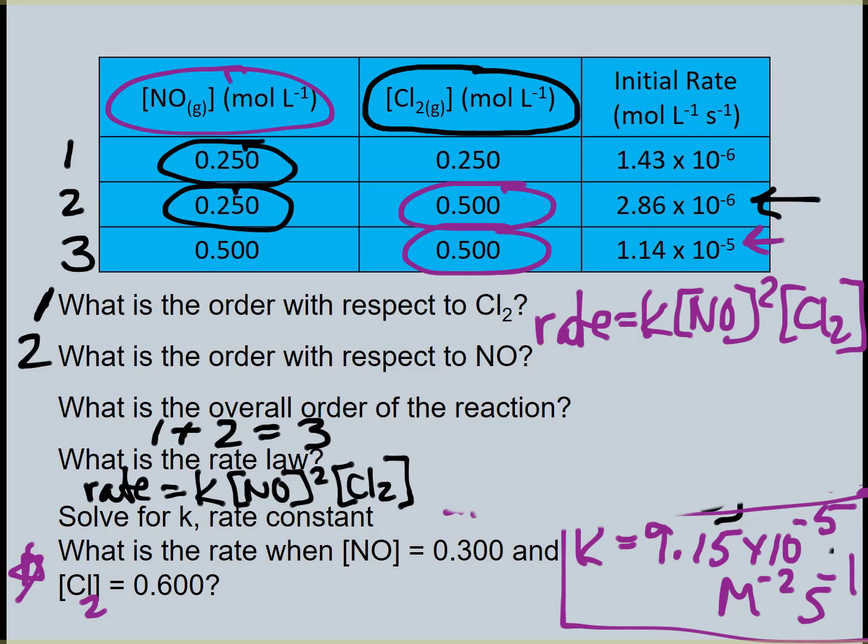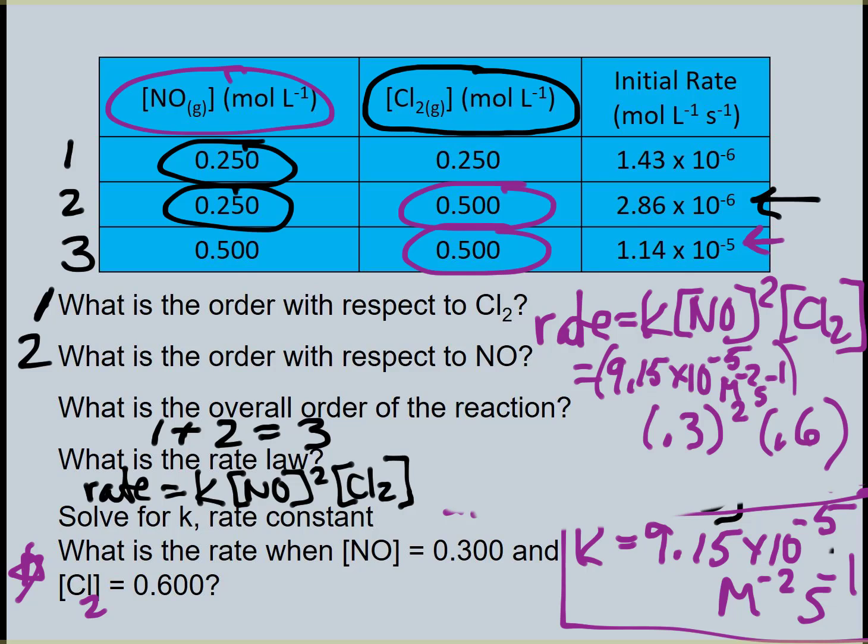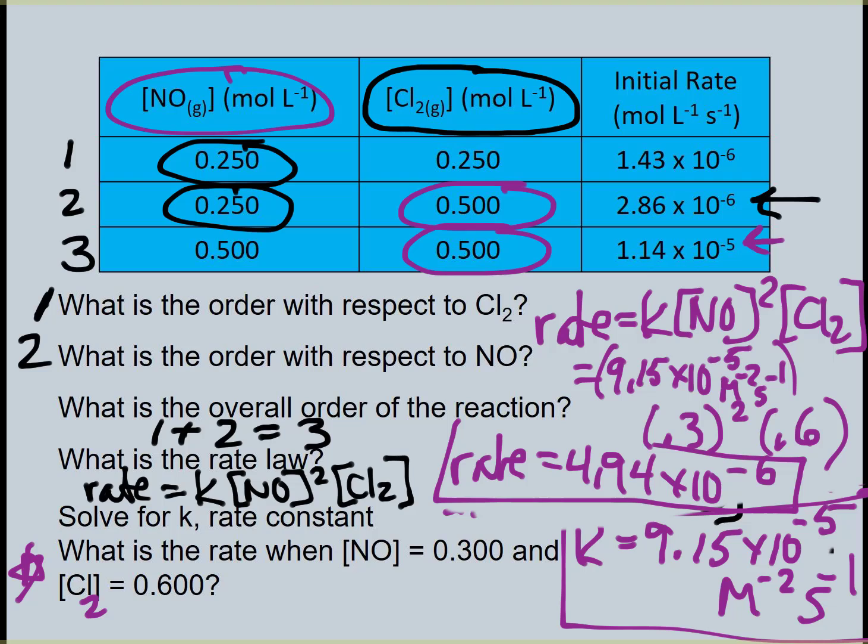And then just plug in what they give us. So we just found K, so we can plug that in. And I kind of ran out of room here, so I'm just going to go to a second line. Times 0.3 squared times 0.6. So I'm just multiplying all those numbers together. And I get my rate is equal to 4.94 times 10 to the -6. So when I have those concentrations, then that is what my rate will be.